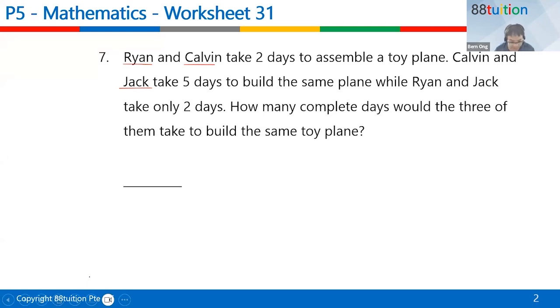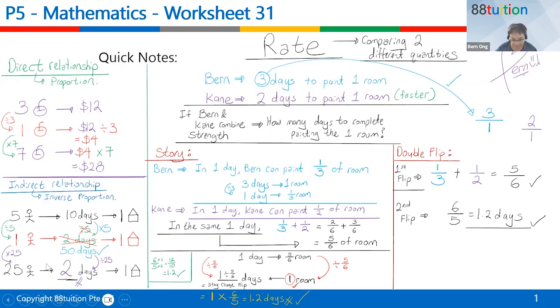Before that, can I just show you the example of Burn and Cain again? Because I'm scared you all forget. So Burn, for example, takes 3 days to paint 1 room. Burn takes 3 days himself to paint 1 room, and Cain only takes 2 days. Which means that Cain is faster. We are talking about the same size of room. It's just that Cain is much more efficient than Burn.